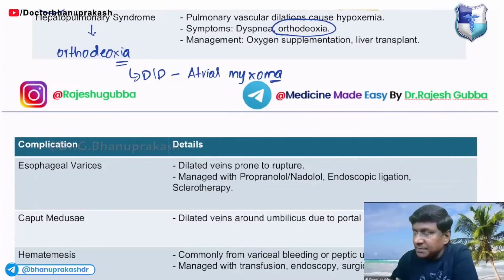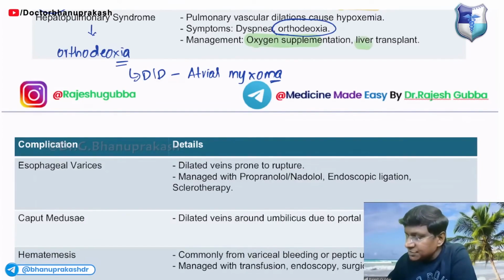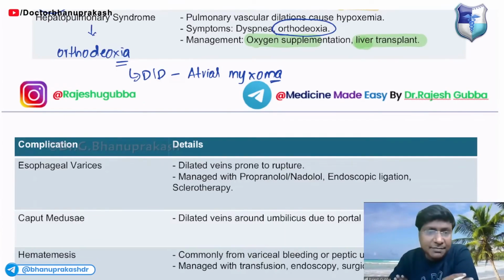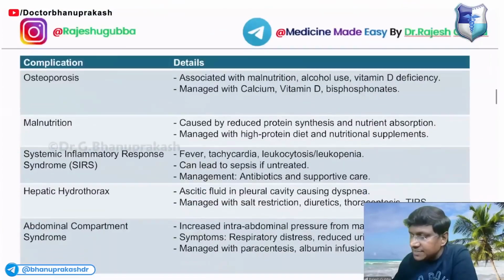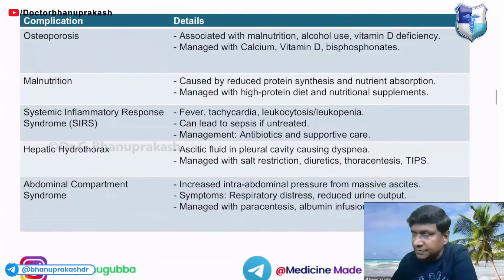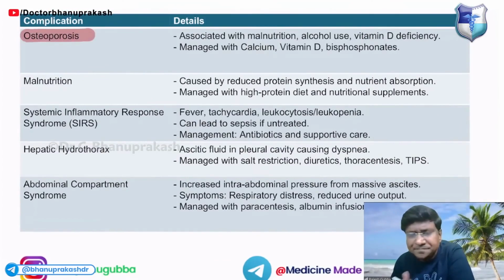All right, and what is the treatment that you will be giving in case of hepatopulmonary syndrome? The treatment that you will be giving is oxygen supplementation, and ultimately these patients will be requiring liver transplantation. Okay, right. Now, apart from this, what are a few more complications that can be seen in patients with cirrhosis of liver? A few more complications that can be seen is osteoporosis.